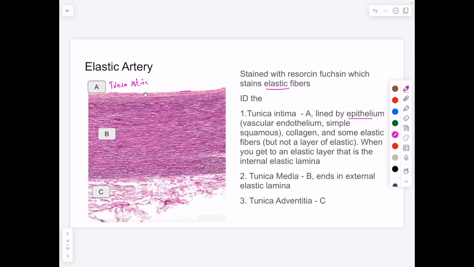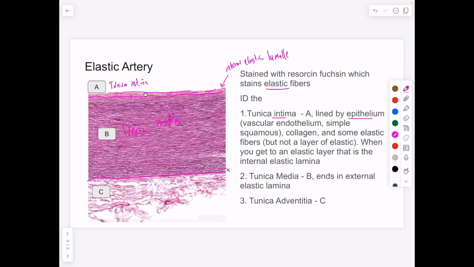And that's going to be lined by an epithelium right here. It's the vascular endothelium, and it's simple squamous. We're going to have collagen and some elastic fibers. If you look at it closely, the elastic fibers would be not a complete lamella, not a complete ring. But then you can start to see that we have our first one right here. And so this one is going to be our internal elastic lamina, and that marks the end of the tunica intima. And that brings us to the next one, which is tunica media, and that one likewise also ends in an elastic lamina, and this is the external elastic lamina right here, and again a circular ring lamella of elastic fiber.